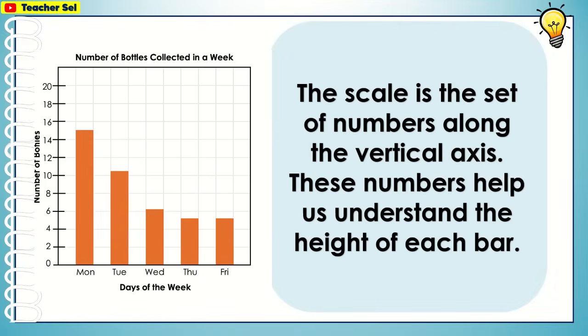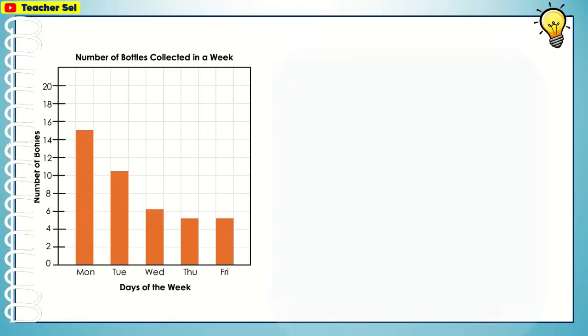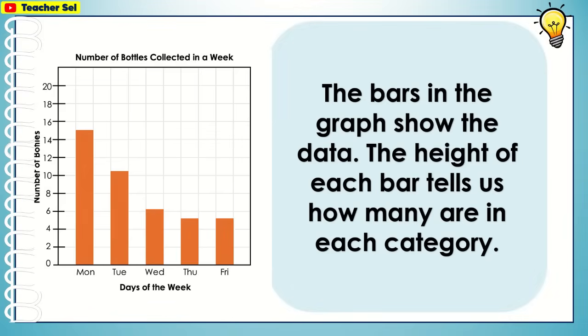The scale is the set of numbers along the vertical axis. These numbers help us understand the height of each bar. The bars in the graph show the data. The height of each bar tells us how many are in each category.